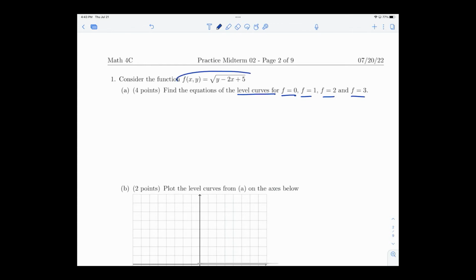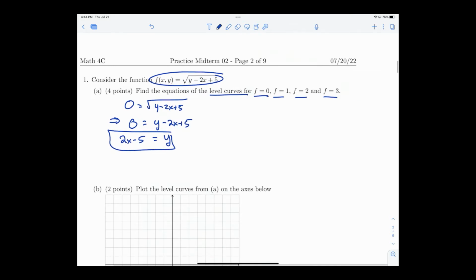So you take the function f of x, y equals square root of y minus 2x plus 5, and we are going to set that equal to 0. Then this is something that you would have to solve. So you solve this equation. You would square both sides. Then you would rearrange it, move the 2x and the 5 over to the other side. You have y equals 2x minus 5. So that's the equation of a line, right?